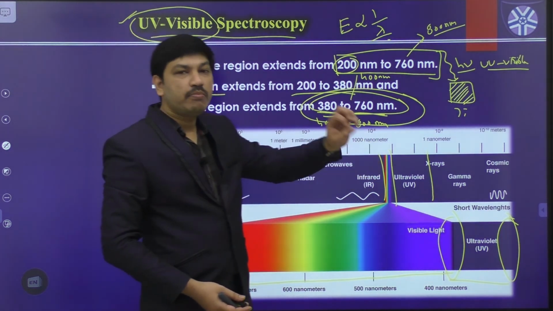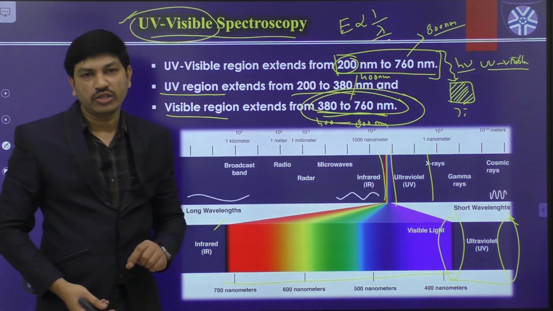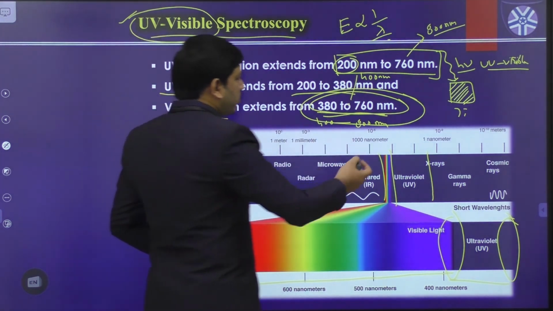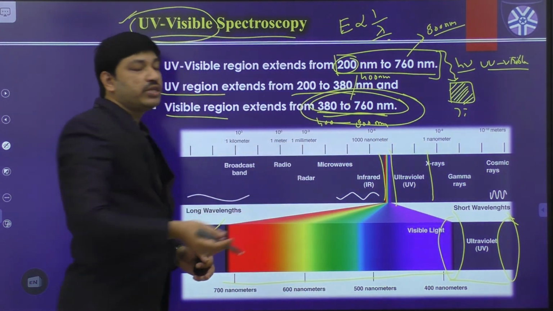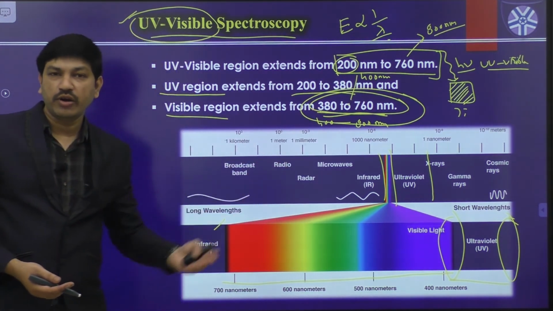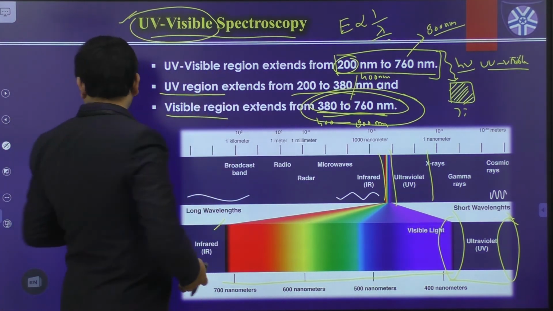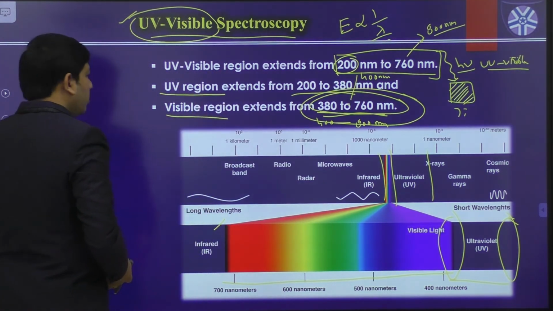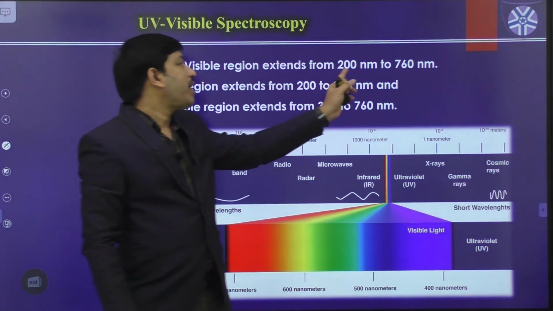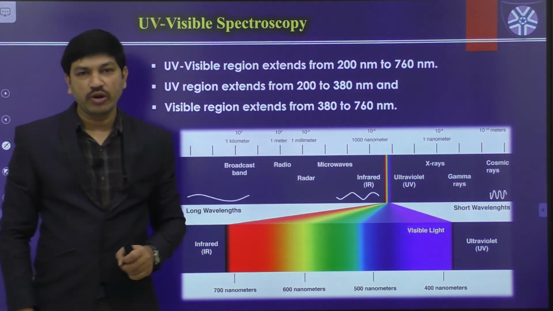So a colored compound definitely absorbs at least one radiation from the visible range. That is the reason most compounds show color: they absorb at least one radiation from the visible range, 400 to 800 or 380 to 760 nanometers only. So this is what UV radiation is. What is the UV visible region? 200 nanometers to 760 nanometers is defined as the ultraviolet visible region.